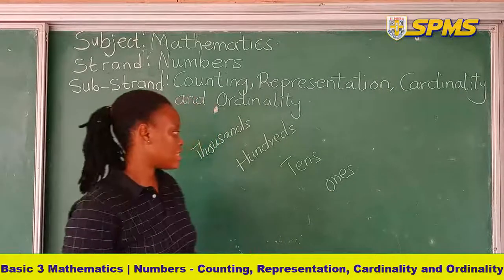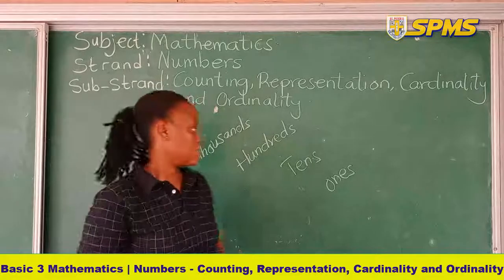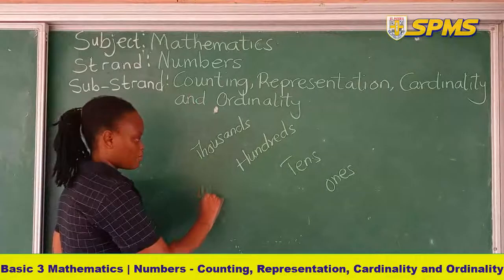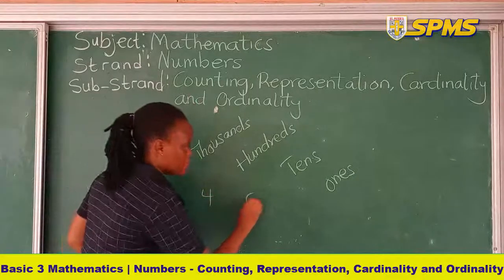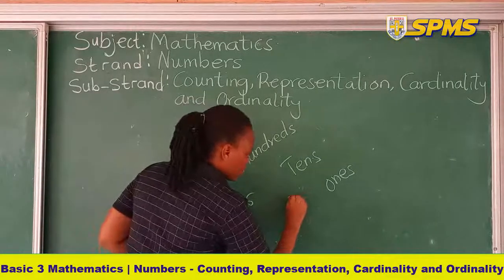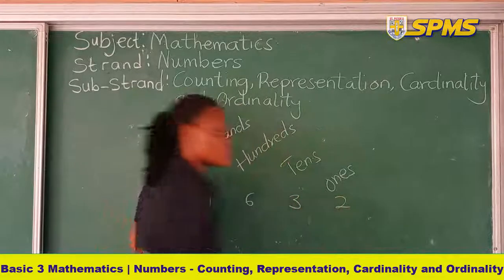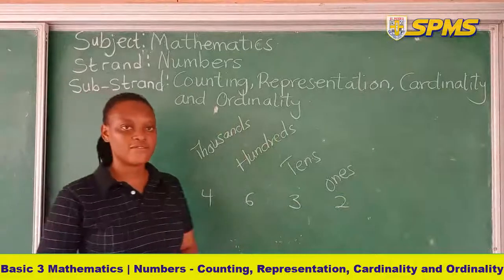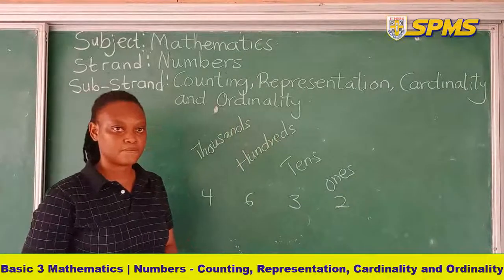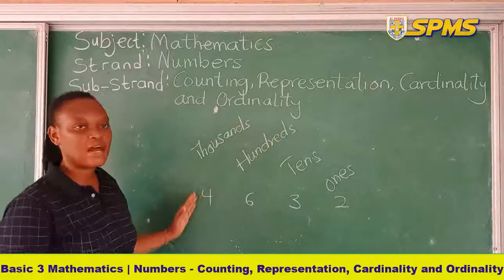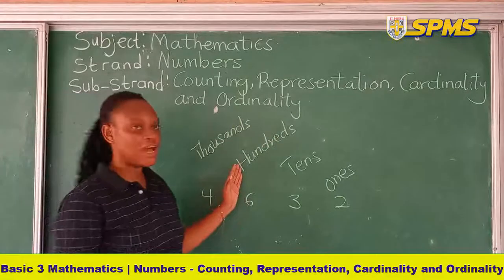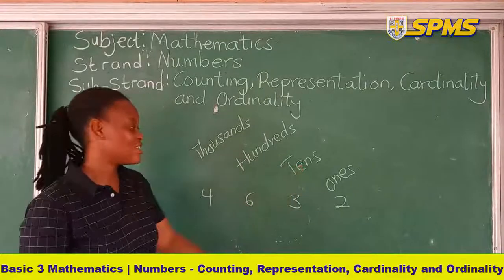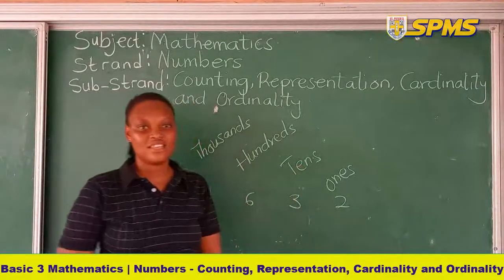So let us put in any numbers at all. I'll put 4 here, 6, 3, and then 2. Let us try to explain what we have on the board. We have 4 under the thousands, 6 under the hundreds, 3 under the tens, and then 2 under the ones.